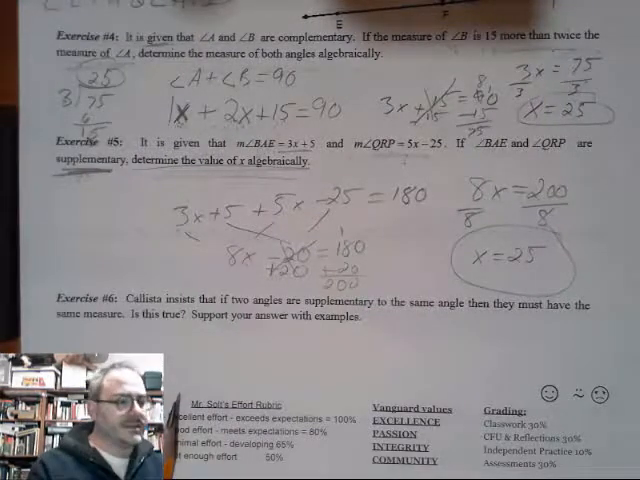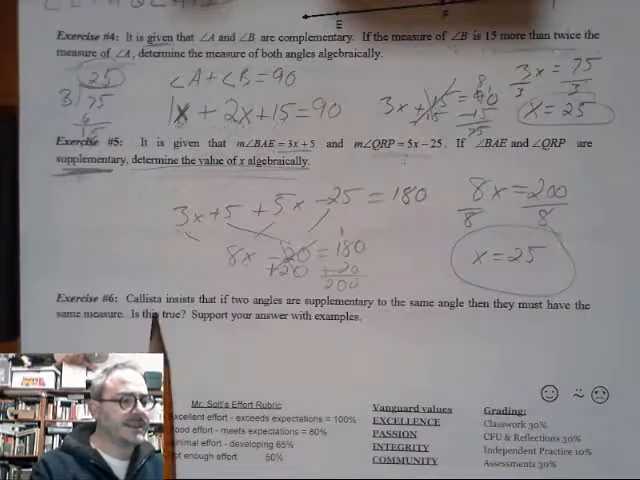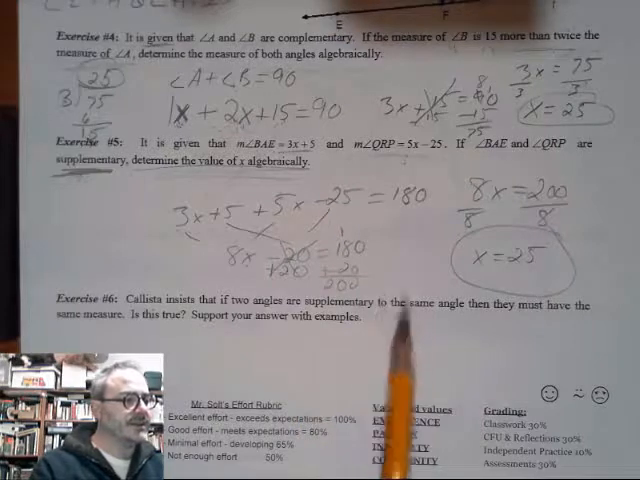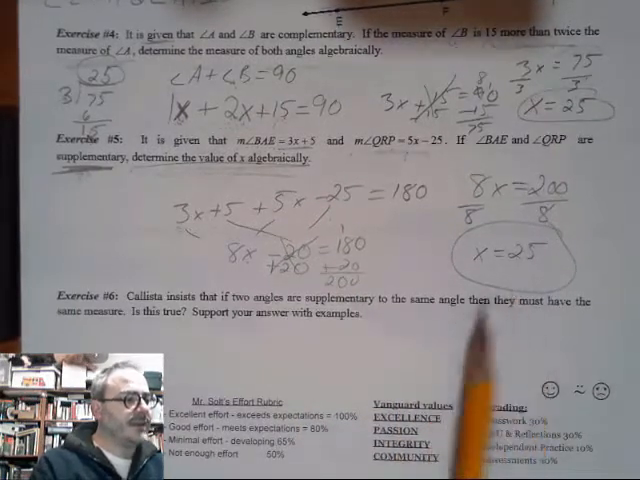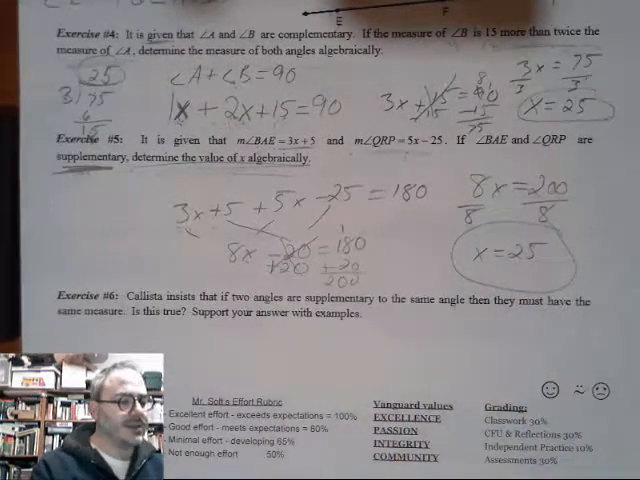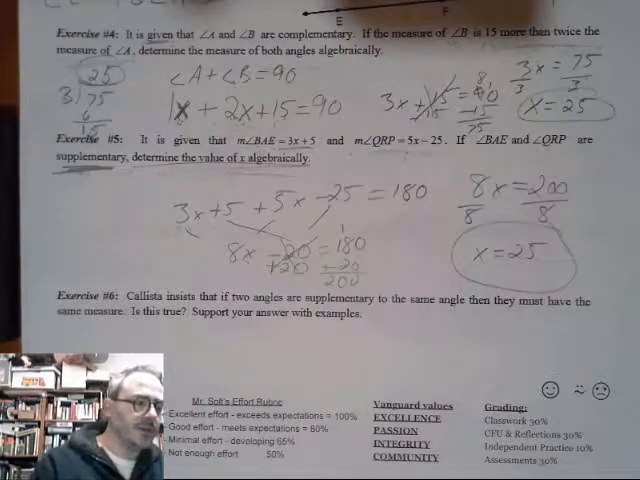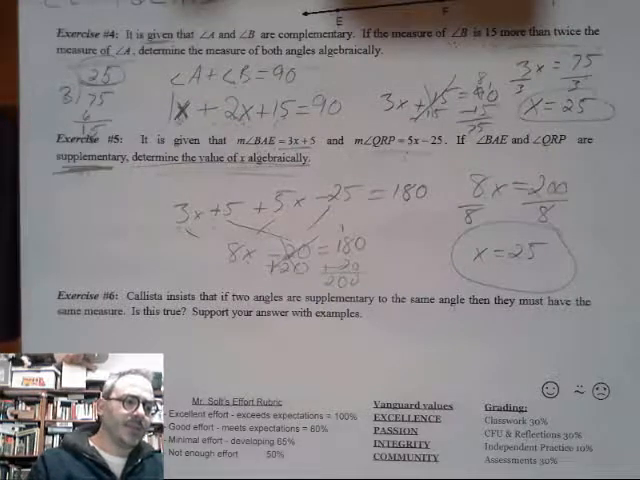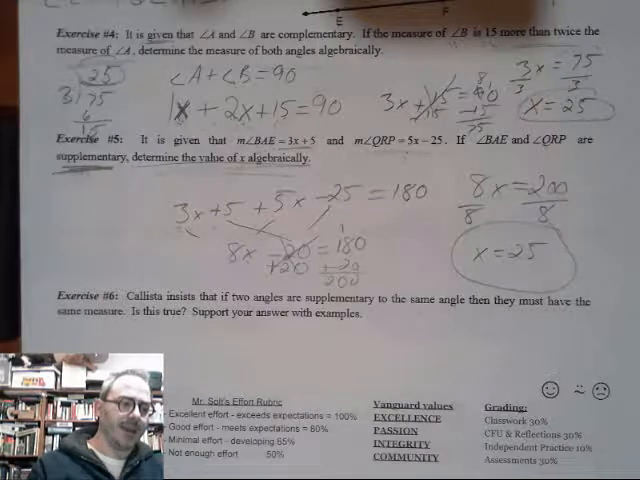All right. Exercise 6. Callista insists that if two angles are supplementary to the same angle, then they must have the same measure. Is this true? Support your answer with examples. Let's think what Callista is saying. Callista is saying if two angles are supplementary to the same angle, then they must have the same measure.